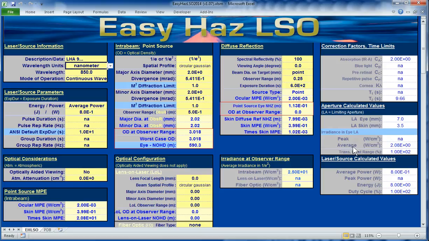I can come over here and look at the average irradiance in the limiting aperture. The average irradiance is just a little over 2 watts per square centimeter. So that's almost exactly 3 orders of magnitude greater than the MPE, and that is reflected, sure enough, in the OD being 3, which is your 3 orders of magnitude difference between the average irradiance in the limiting aperture and the MPE. Okay, I think that's about it for this one.